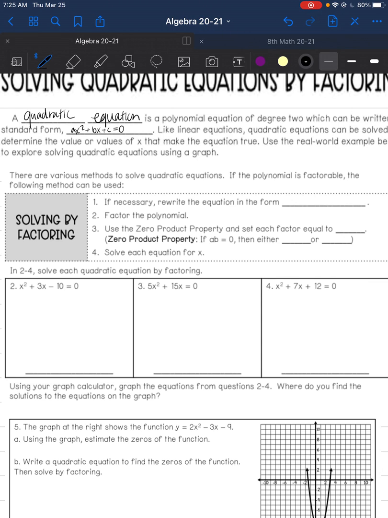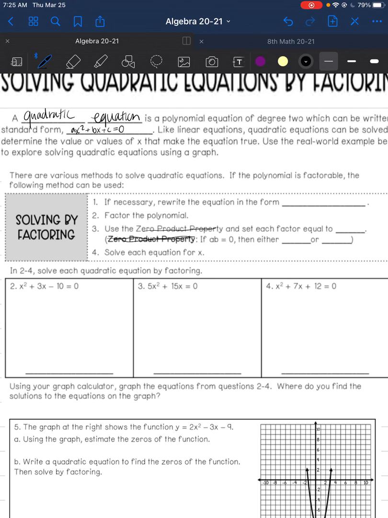There are various methods to solve quadratic equations. If the polynomial is factorable, the following method can be used. And I will tell you, we're going to skip a part. Don't worry about the zero product property. I believe it's one of your vocab words too, but we're not going to talk about that.